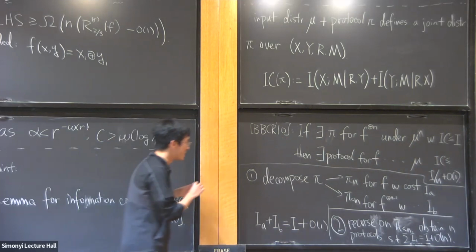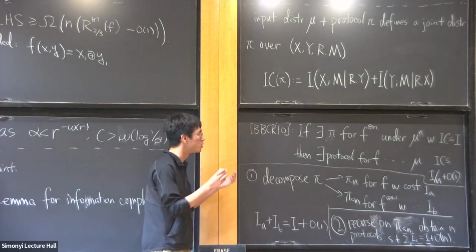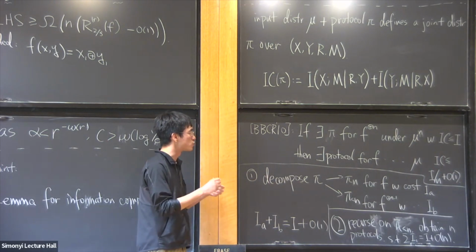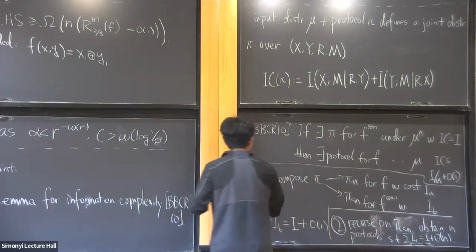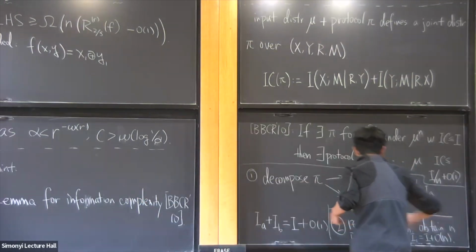Next, I will say this is actually a very simple decomposition. Given a protocol pi, what are these two smaller protocols? Let me just describe these two smaller protocols for these two functions.